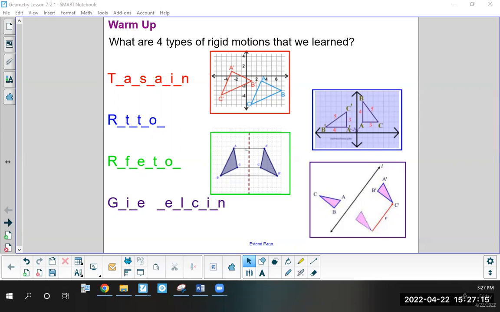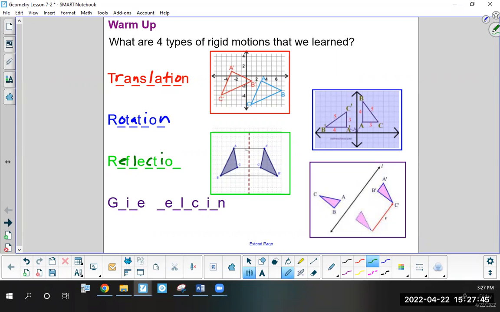All right, so there were 4 different types of transformations that we've talked about. The first one is represented by the red box, and that is a translation. Okay, the blue one is a turn or a rotation. The green one is a flip or a reflection. And our last one in purple is the most recent one we talked about a couple weeks ago, and it is a glide reflection.